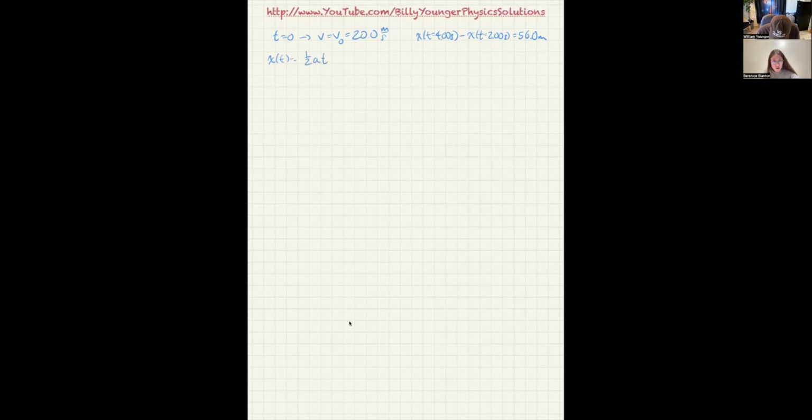But what we can do is take that last equation I wrote, x of t should be equal to 1 half a t squared plus v0 t plus x zero, which for all intents and purposes, there's almost always an ability to set the x zero equal to zero. So we're going to do that. Okay.